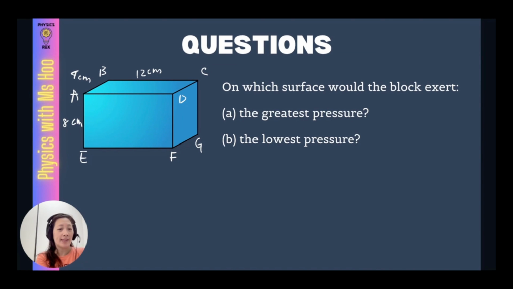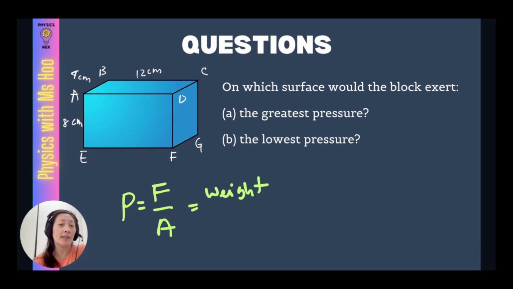As we saw in the previous slide, we know that the formula for pressure is force over area, or P equals F over A using the symbols. So in this question, what would be the force? The force would be the weight of the block, because, as you should know by now, weight is a type of force. So there's no additional force being exerted. It's not that someone's pressing on the block. The block itself has weight, and the weight is a force exerted on the surface it is resting on.